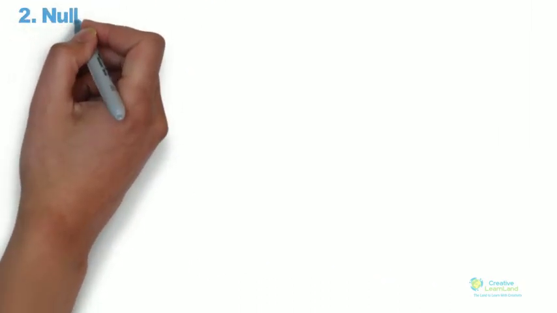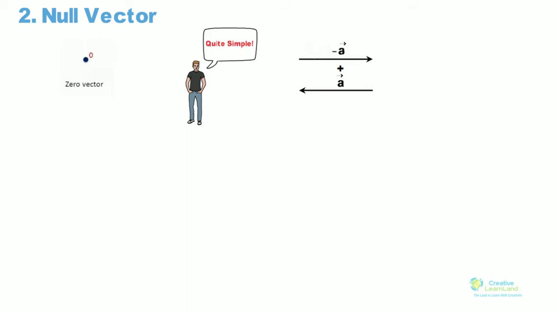Number 2. Null vector. A null vector is simply a vector of zero magnitude and arbitrary direction. As simple as that. For example, the sum of a vector and its negative vector is a null vector.